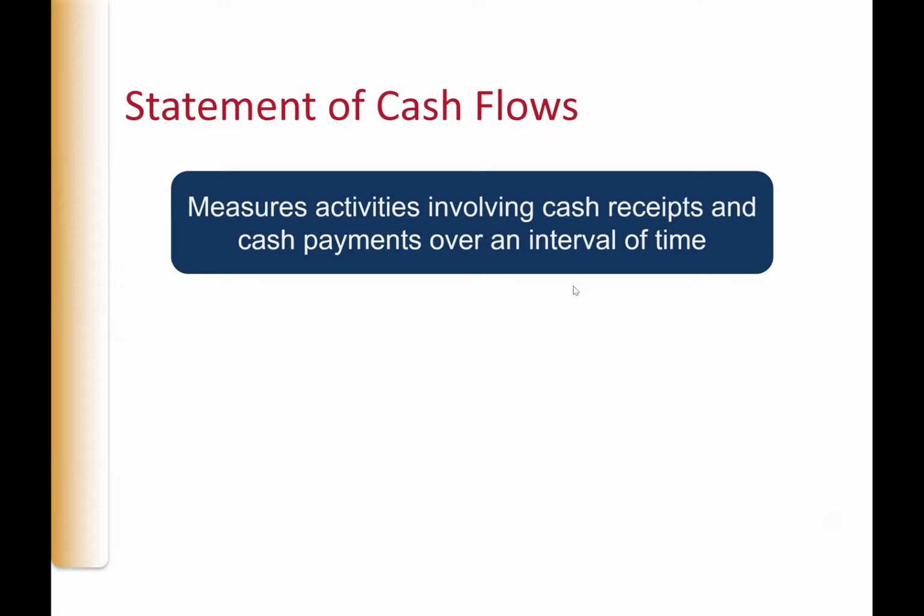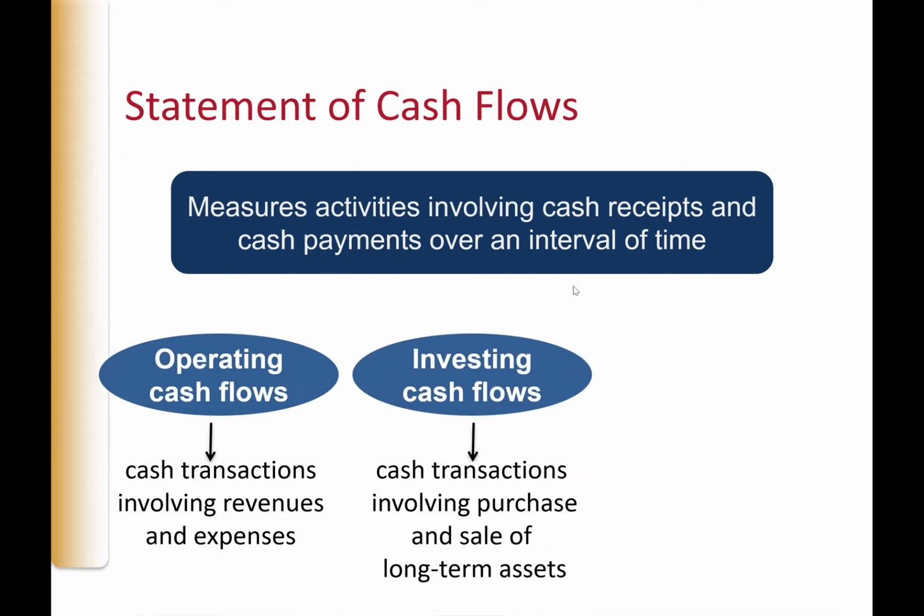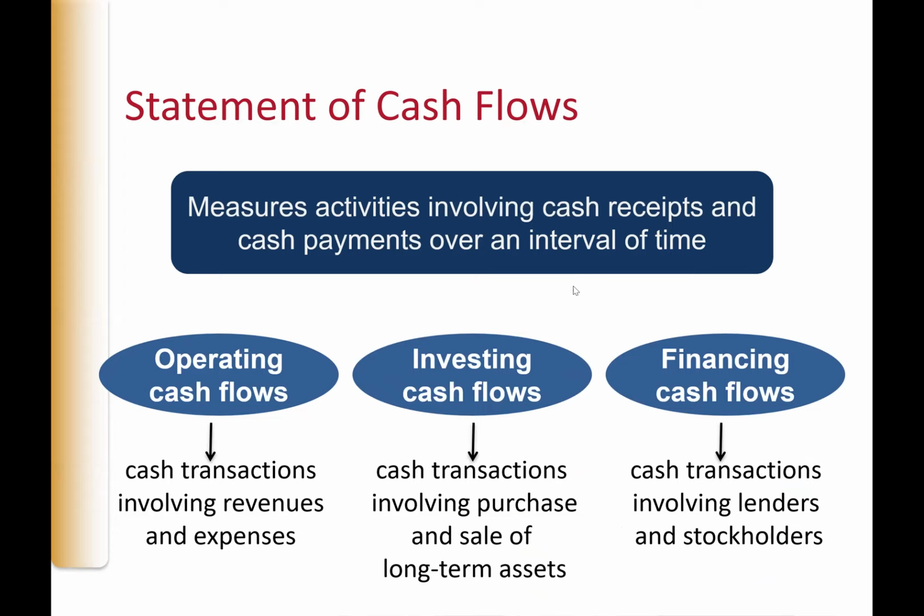Now, there's another financial statement keeping track of how we receive cash and how we use up cash over a period of time. Do you remember we talked about those three types of activities? Operating is why the company's in business. And that's going to be cash transactions involving revenues and expenses. Investing cash flows are only cash transactions involving the purchase and sale of long-term assets. And financing activities are cash transactions involving lenders and stockholders. So the statement of cash flows only deals with cash received or used under these separate activities.